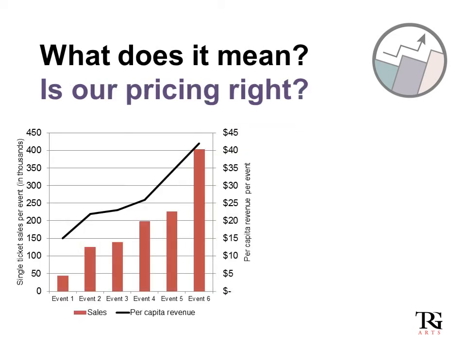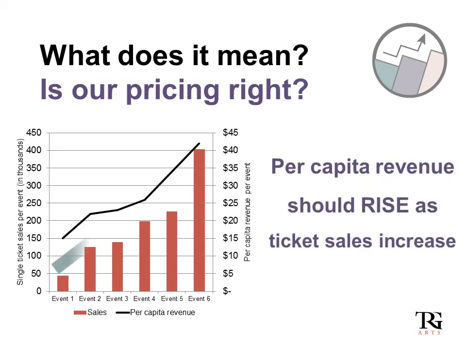It looks like this. How do we interpret this? How do you know if you've adopted the right pricing strategy? In a successful pricing strategy, per capita revenue rises as demand increases. That means your best-selling events yield more revenue per ticket than other, less well-attended events.